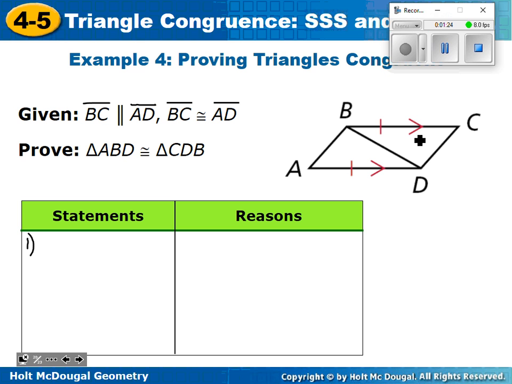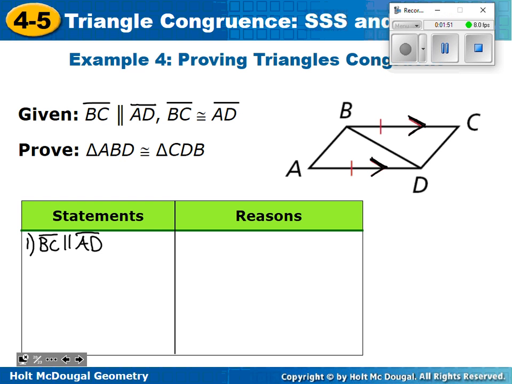So we'll start with BC is parallel to AD. You need to draw the picture. So if part of your assignment's on a worksheet today and part of it's out of the book, if it's in the book, draw the picture on your paper. Go to your picture and mark it. So they're telling me that BC is parallel to AD. Again, arrows mean parallel, not congruent.